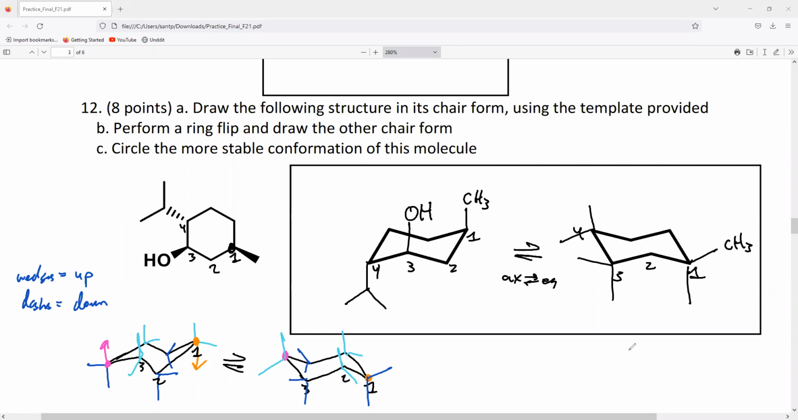Like this is up and this is up, right? On 3, this is up, it's equatorial. So now on 3, this is going to be.